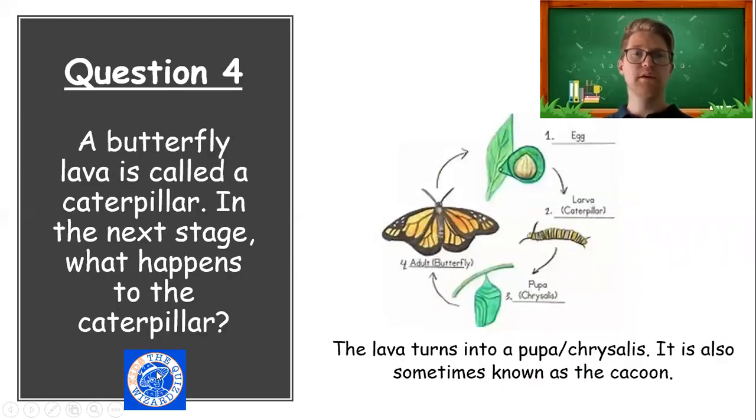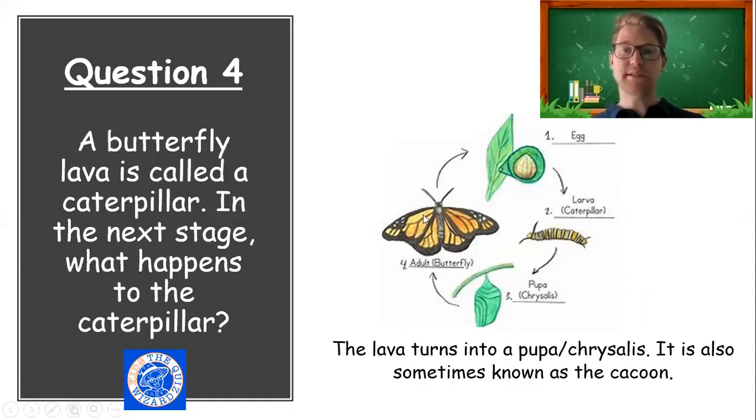Question four. So we were looking at life cycles of a butterfly. A butterfly larva is called a caterpillar. In the next stage, what happens to the caterpillar? We can look here, it starts off as an egg and then it turns into a larva or a caterpillar. Then the larva turns into a pupa, which is also known as a chrysalis, and it can also sometimes be known as the cocoon. And then it waits in there, eventually it cracks out, bursts open, turns into an adult butterfly.